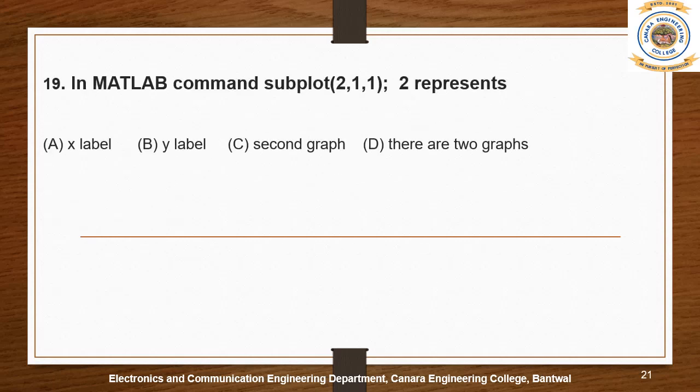In the MATLAB command subplot(2,1,1), what does 2 represent? Basically we use the subplot command in MATLAB to plot more than one figure. The first argument in the subplot stands for the number of rows, the second argument stands for the number of columns, and the third argument stands for in which figure we are writing. So here we have 2 rows, 1 column, and the first figure. So 2 rows means that we have a total of 2 graphs in the program. So the answer is D.